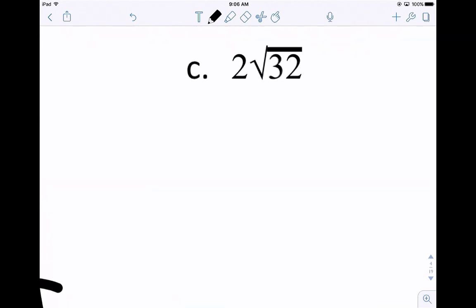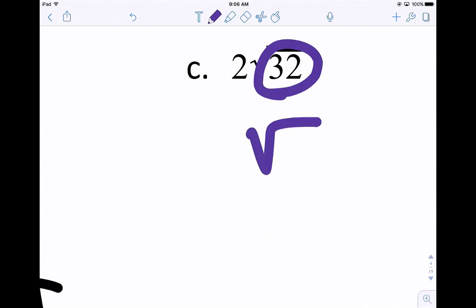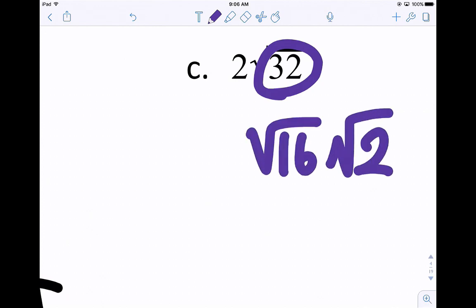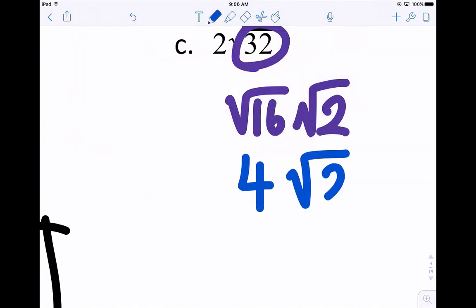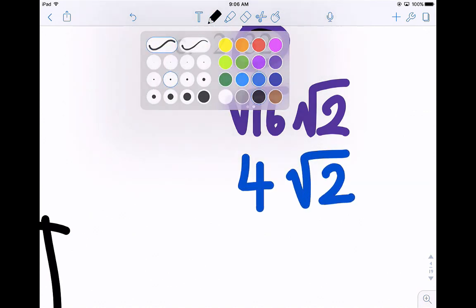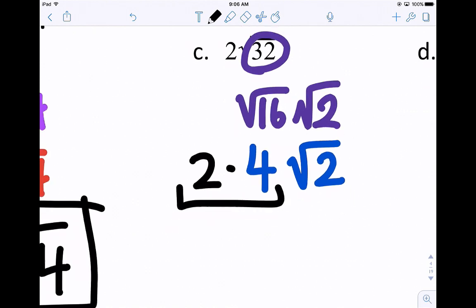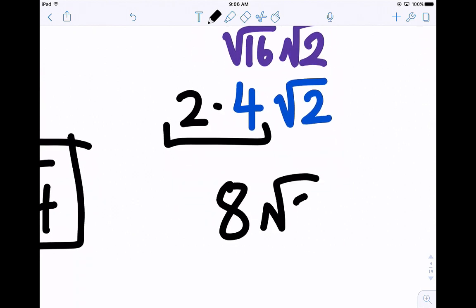Let's do another one. What's the biggest square number you can divide 32 by? And it's 16. So 16 times 2 is 32. Let's simplify that. The square root of 16 is 4. So this is 4 square root of 2. Don't forget about that 2 in front. And we'll multiply those together, and we'll get 8 square root of 2.